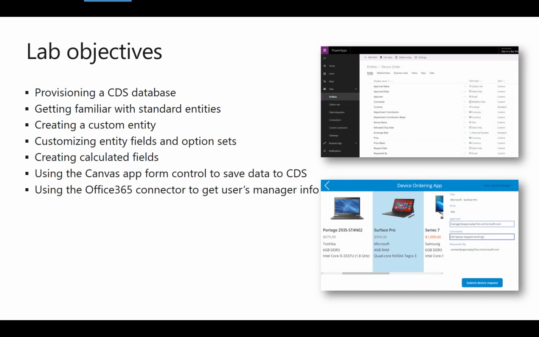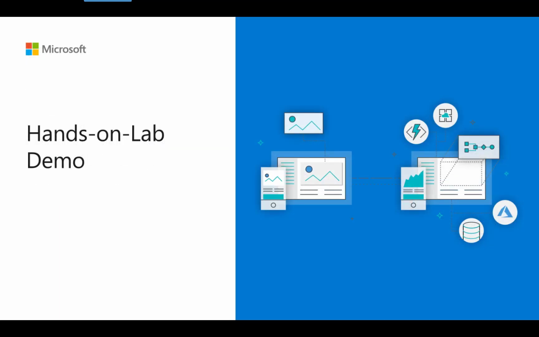In the second lab, we'll go over provisioning a CDS database, standard and custom entities, entity fields and option sets, calculated fields, and saving data to CDS from our Canvas app. We'll also be using the Office 365 connector to get the manager's info. Now, let's go ahead and start with the lab.